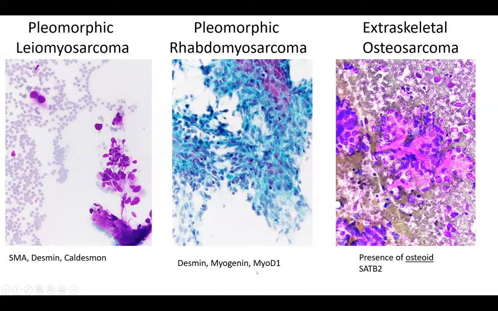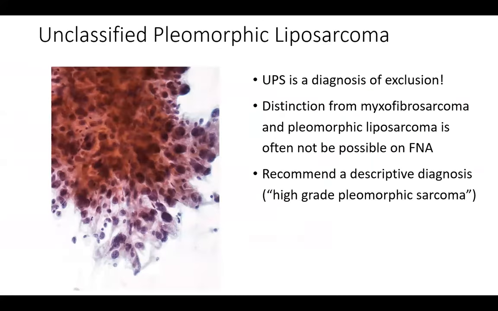And for extraskeletal osteosarcoma, you'll look for the presence of osteoid, this kind of refractile, dense, wiry extracellular matrix, often embedded within and between the malignant tumor cells. And those will be positive for SATB2 to support osteoblastic differentiation. And then after you've excluded all entities, that's only when you can make the diagnosis of unclassified pleomorphic sarcoma.